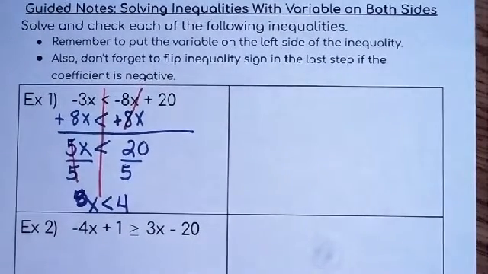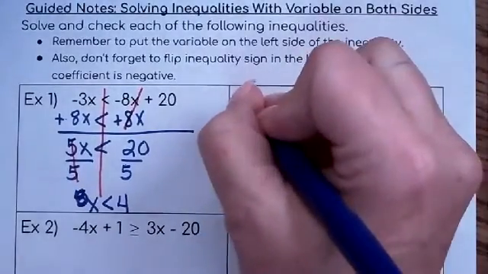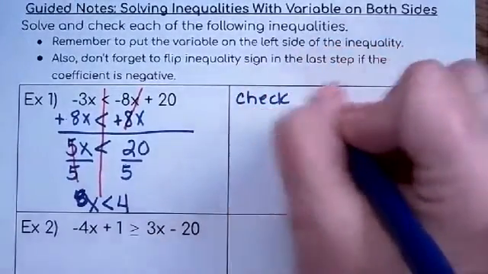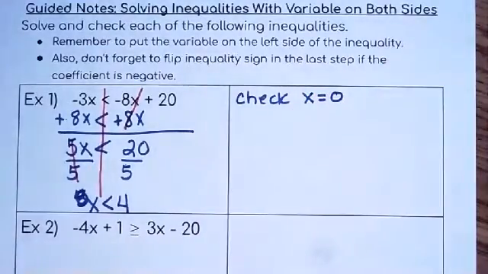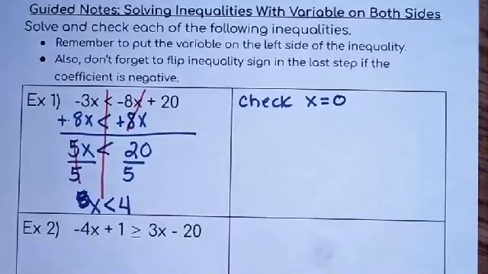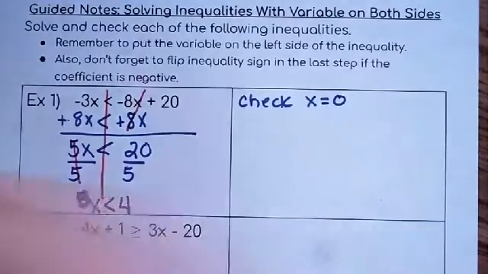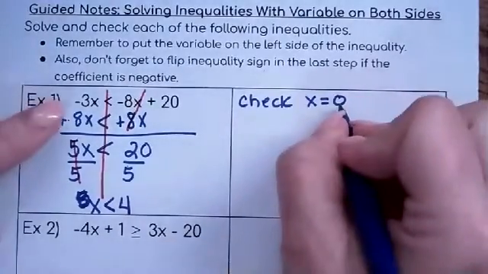I want to check this and make sure that it's probably right. So what I'm going to do is pick a number that is less than 4. Now, I can pick any number less than 4, but I'm going to pick the easiest number to work with, which is 0. Because think about that. If you multiply something by 0, you get 0. What happens if you add or subtract 0? You get the same old thing. It is the number one easiest number to do your math with. So I'm going to check 0.